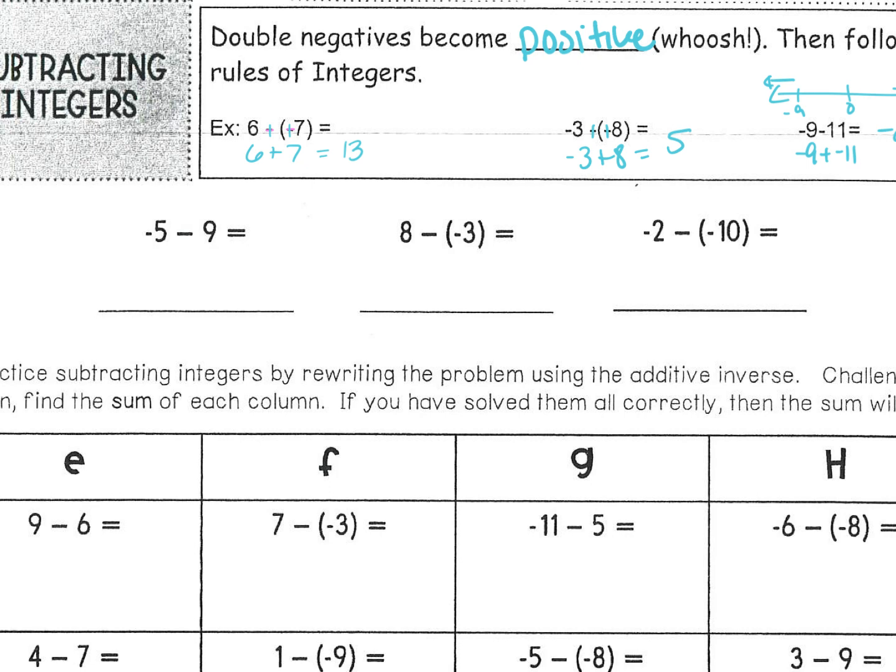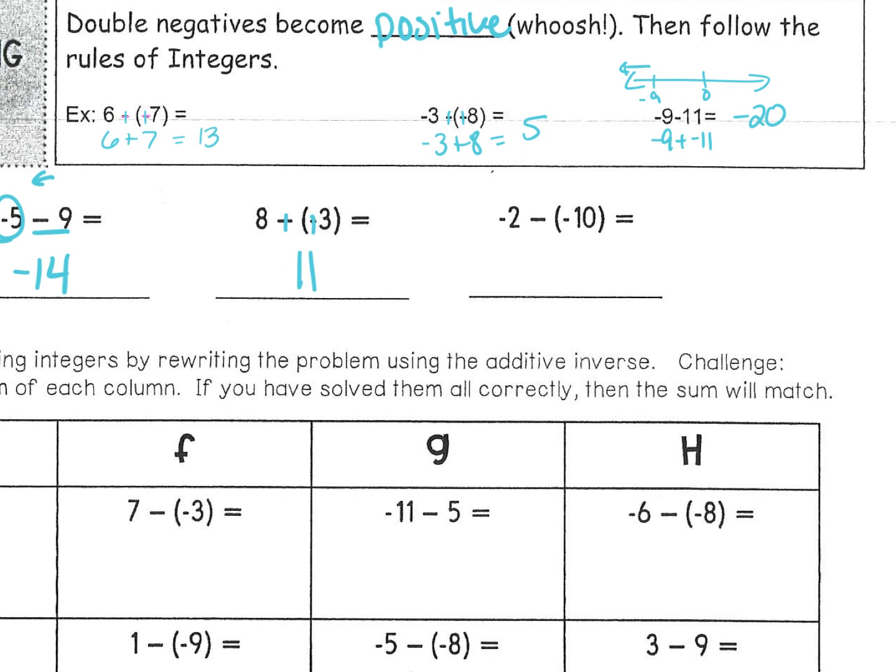Okay, now that you've tried these 3 problems, -5 minus 9 is -14. I owe 5, I'm at -5 on the number line, and I subtract, so I go further to -14. 8 minus -3, so if you can say it out loud to yourself, when you say minus and negative, they both become positive, so this becomes 11. And then here I have -2 minus a -10, minus and negative both become positive, so -2 plus 10 is 8.